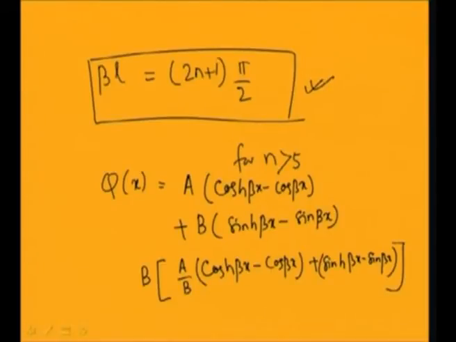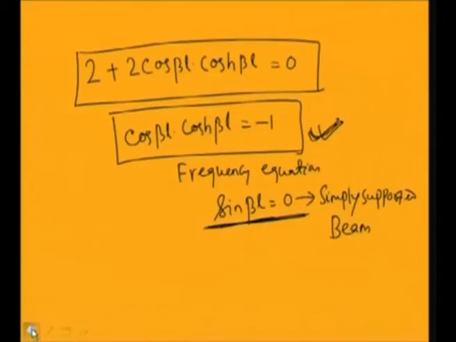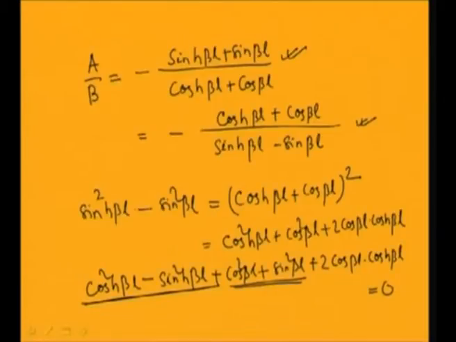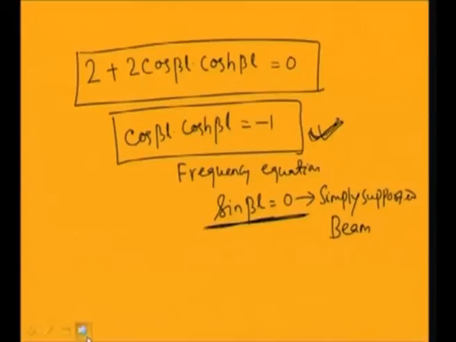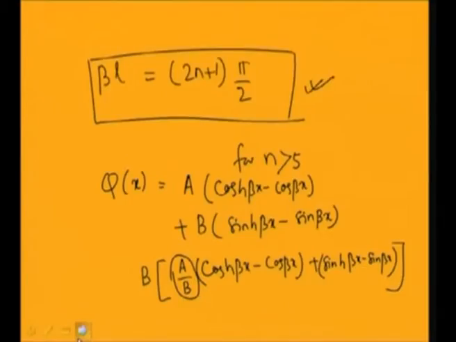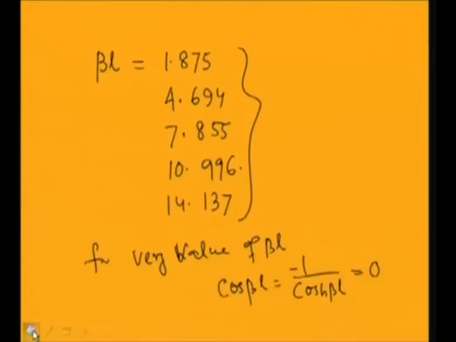So in this expression you can substitute the value of a by b from this expression. A by b we have already found, this is equal to (sin hyperbolic beta L plus sin beta L) by (cos hyperbolic beta L plus cos beta L). Either you can substitute a by b equal to this or this expression. And for different modes, for the first mode you can have the value of beta L equal to 1.875 and you can obtain the response.